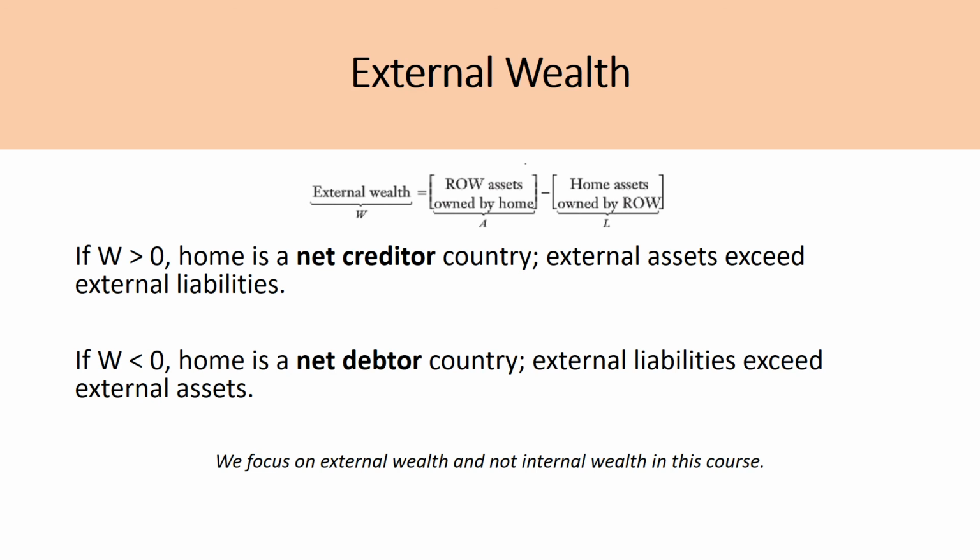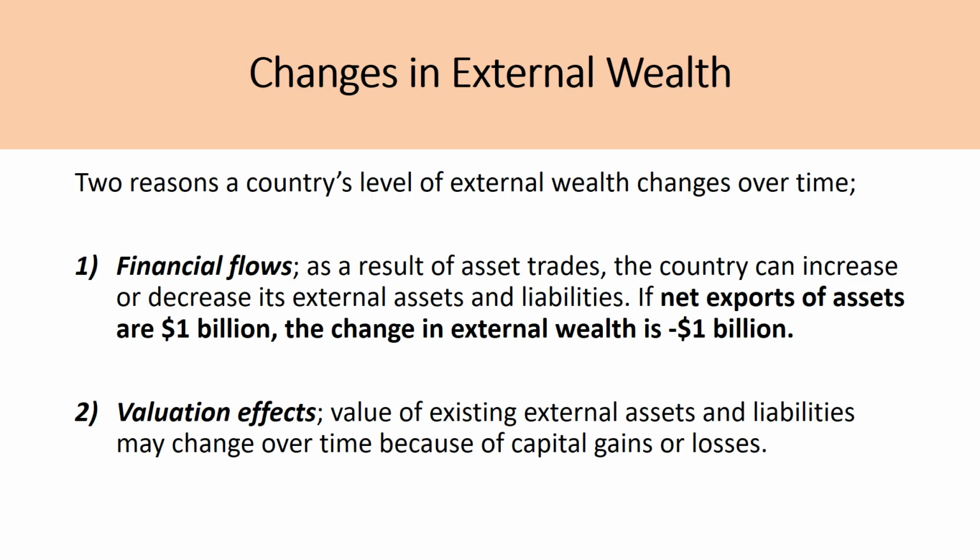So external wealth fell. In this example, external wealth did not fall below zero, but it did fall in that period. Therefore, whenever a country is a net debtor country, external wealth in that time period will fall. And if the country is a net creditor, external wealth will increase in that time period.